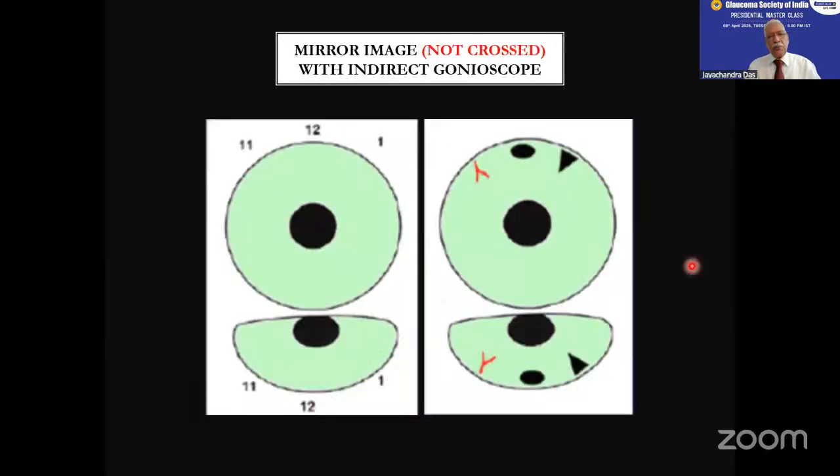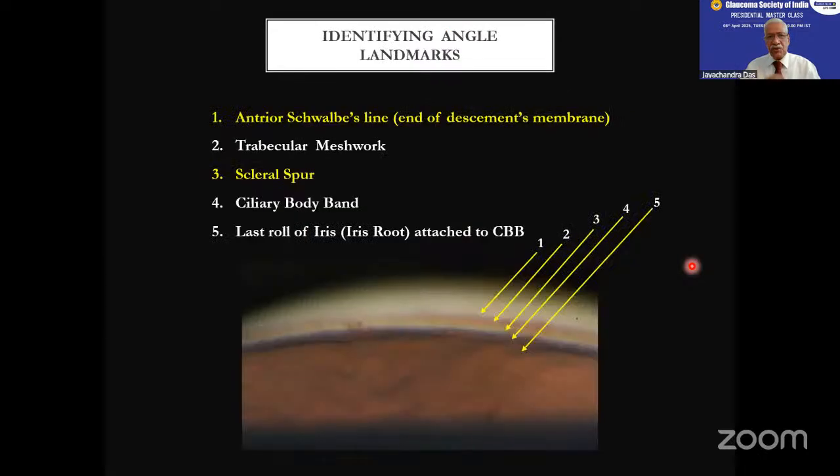When you put the gonioscope in the eye, the indirect gonioscope, you get the inverted image. So this is the image you get, but it is not a crossed image. It is a mirror image. On the right hand side, you can see that the blood vessel at 11 o'clock represents the blood vessel at 7 o'clock. It is not 5 o'clock. The PI, which is at 1 o'clock, is at 5 o'clock, not at 7 o'clock. So you get a reverse image, but it is a mirror image. It is not a crossed image.